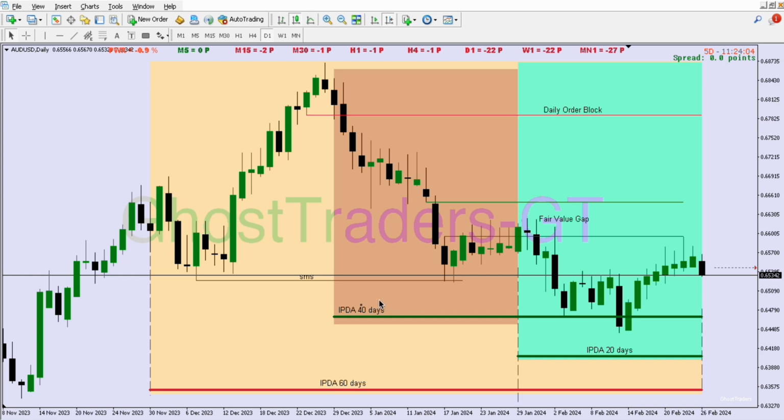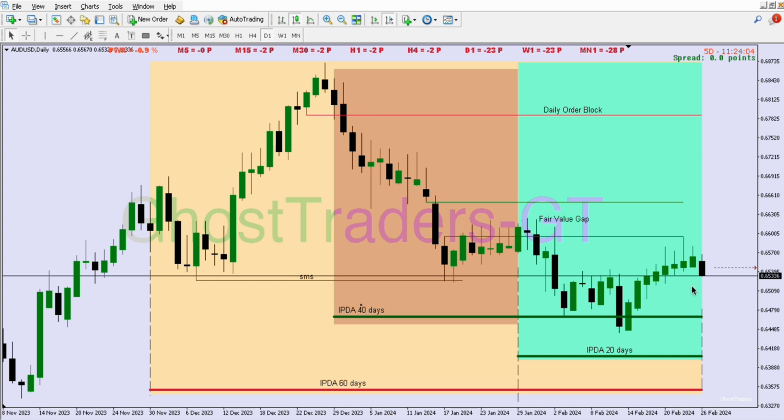Okay guys, on today's discussion we're going to be talking about IPDA in line with premium versus discount. We're going to see how we can blend the two together. Basically this is what we have here. You can see we have the 60 days, so we just count back 60 days. This is the daily time frame.